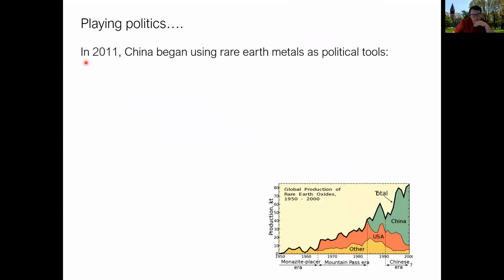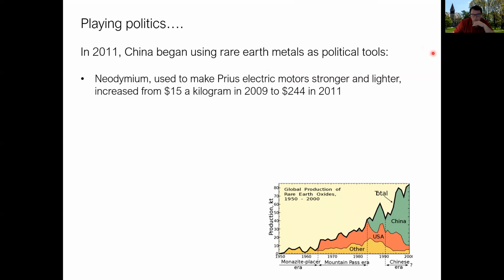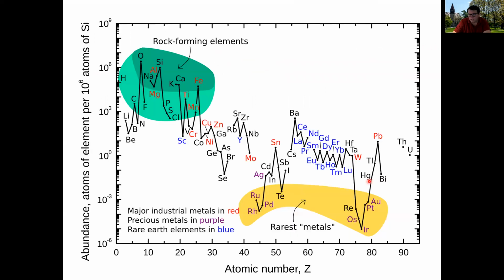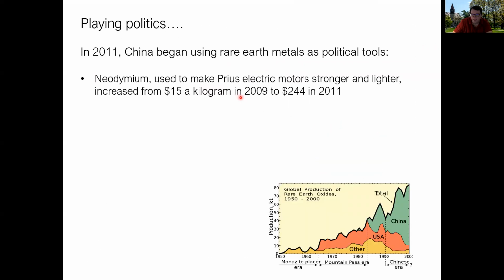Just to give you a sense of the geopolitics, in 2011, China began using rare earth elements as a pretty strong political tool. Neodymium is one of these rare earth elements, right in the middle here. It was pretty important for making the Prius electric motors stronger and lighter. And from 2009 to 2011, its price increased by almost 12 times, from $15 a kilogram to $244 a kilogram in 2 years.